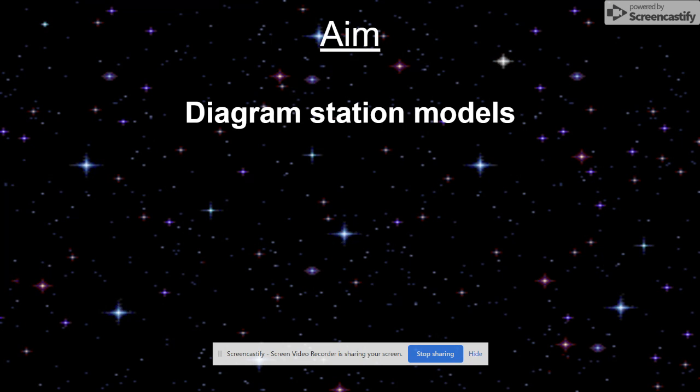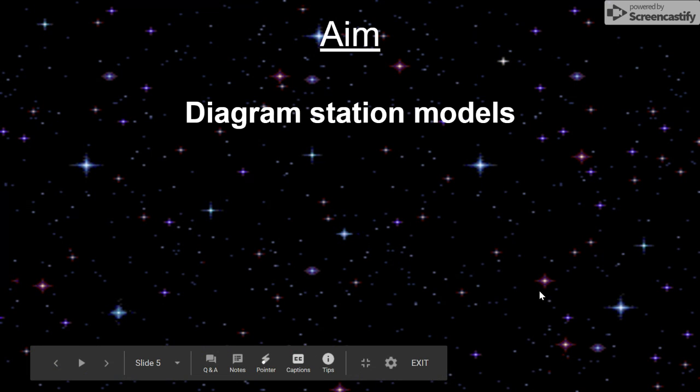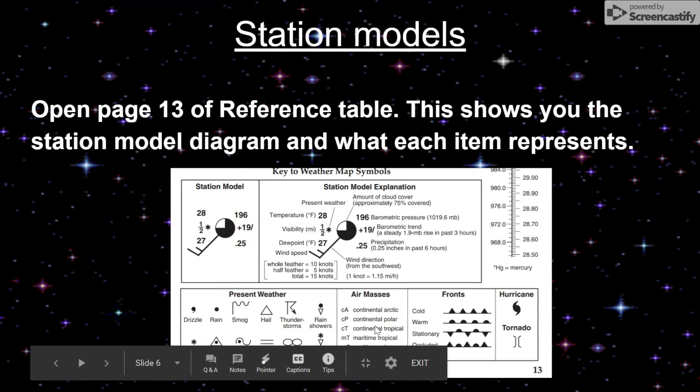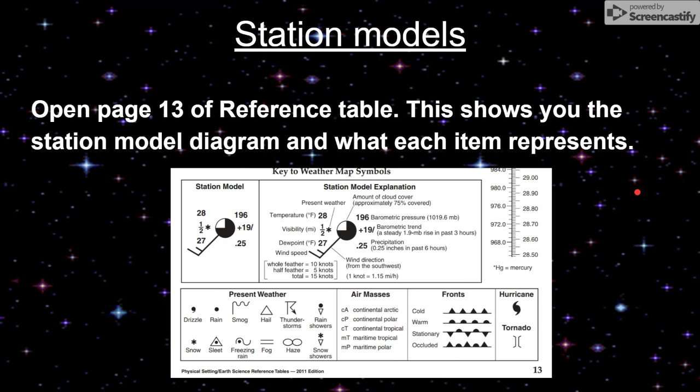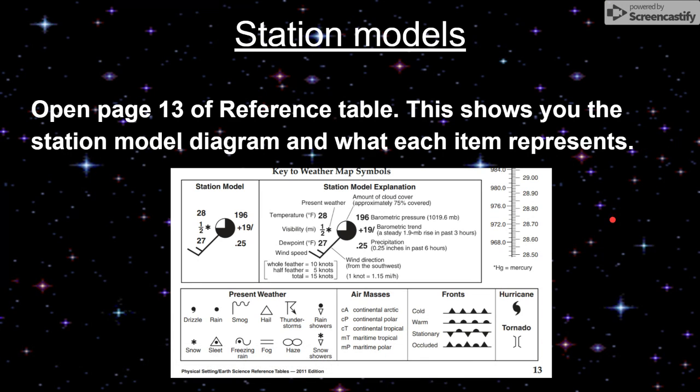Okay, so our aim or goal is to diagram station models. Sorry, I'm going to hide this really fast. Cool, so let me use this pointer. You're going to need to open page 13 of your reference table. Page 13 should have this chart within it. As you can see, it is on page 13. And this shows you the station model diagram and what each item represents.